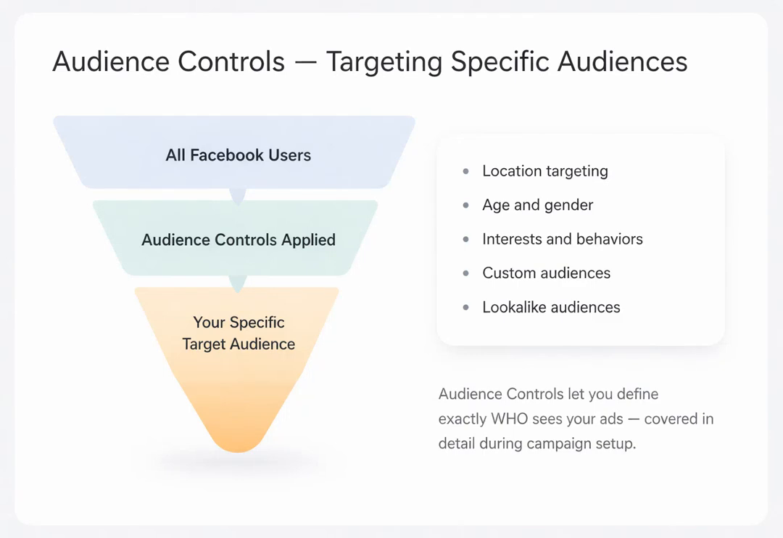One more important feature worth noting at this stage is audience controls. Inside your ad account settings, there's an audience control section that lets you define and restrict who sees your ads. You can target by location, age, gender, interests, behaviors, and more. You can also create custom audiences, for example, people who have already visited your website, and lookalike audiences, which are people who are similar to your existing customers. We'll go deep into audience targeting when we get to the actual campaign setup, but it's important to know this feature exists and that it gives you very precise control over who your ads reach. This is one of the most powerful aspects of Facebook advertising.